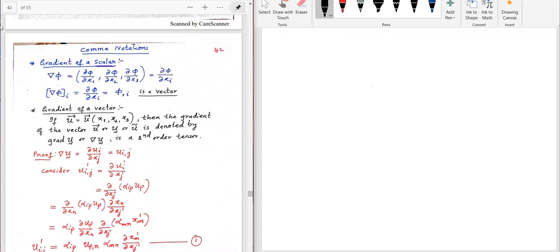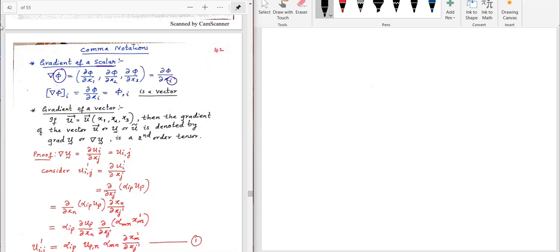Now let us take a scalar phi. This is phi here. So I want gradient of phi. Gradient of phi, as we all know, is nothing but dou phi by dou x1, dou phi by dou x2, and dou phi by dou x3. That is equal to dou phi by dou xi, only one free suffix i, because it is denoting three numbers.